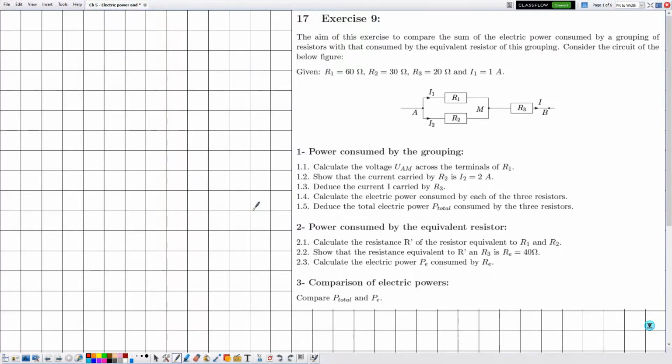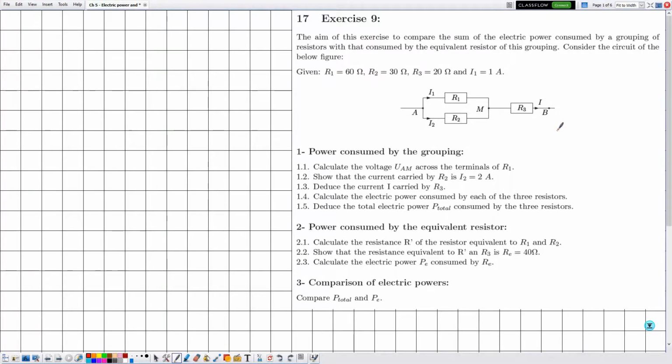Okay, hello everyone. In a new video, we have reached part 3 of chapter 5, the chapter of electric power and energy in the second unit of electricity. In this one, we are going to solve some exercises. Then we have reached section number 17, exercise number 9.